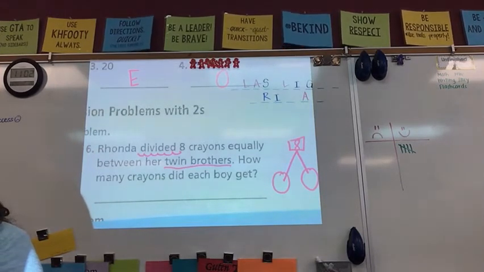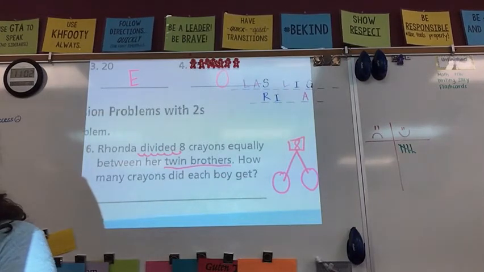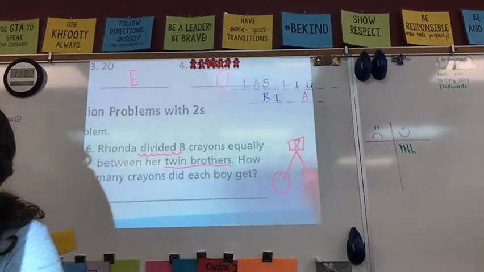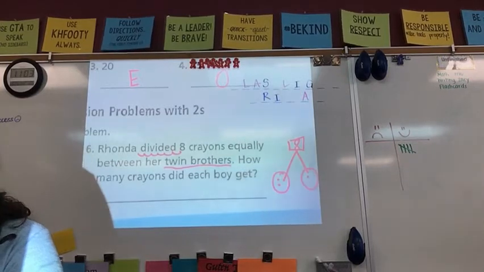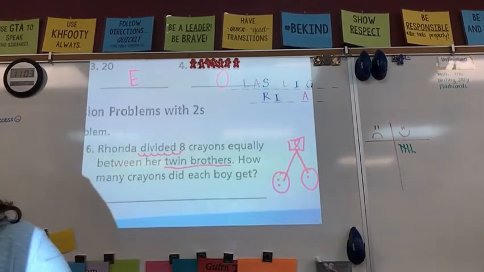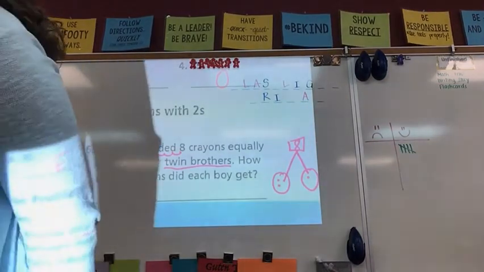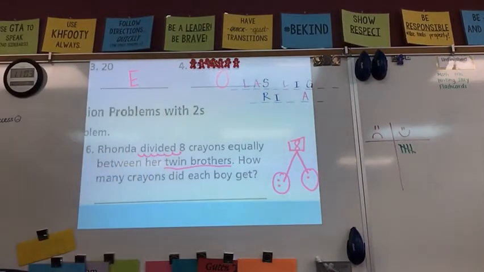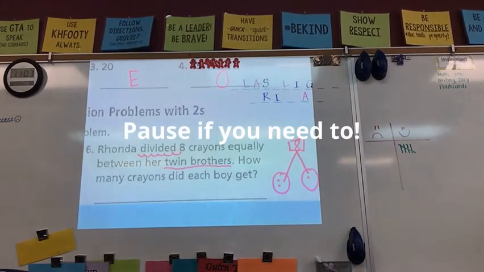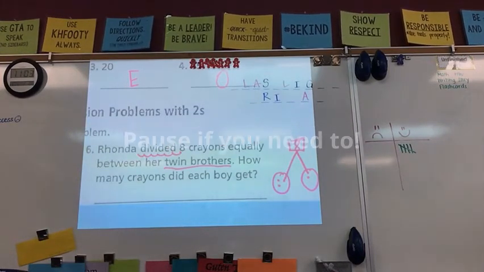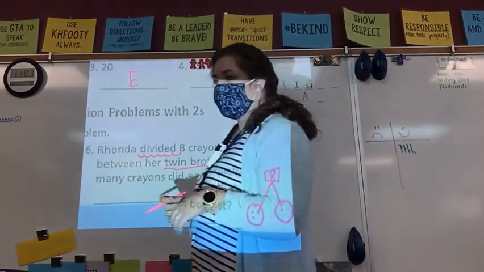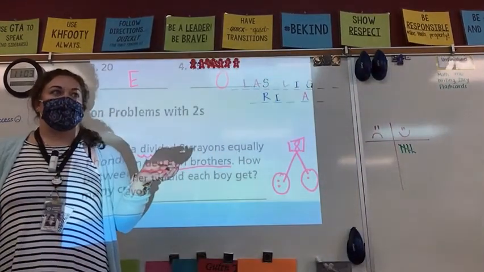We tried this yesterday. Remember we counted with our dots and we went back and forth. 1, 2, 3, and we went all the way up to 8. Please solve that on your board. Figure out how many go in each group. Well, I'm going to peek and see how you're doing on that. How many did each brother get in the picture?